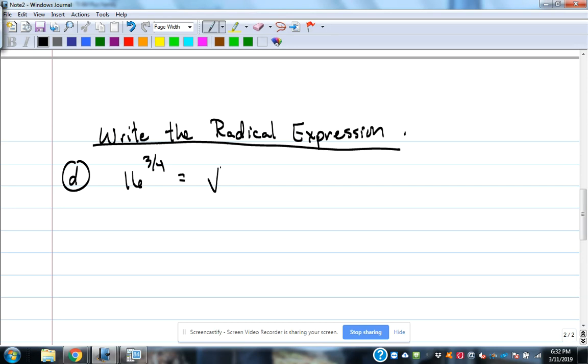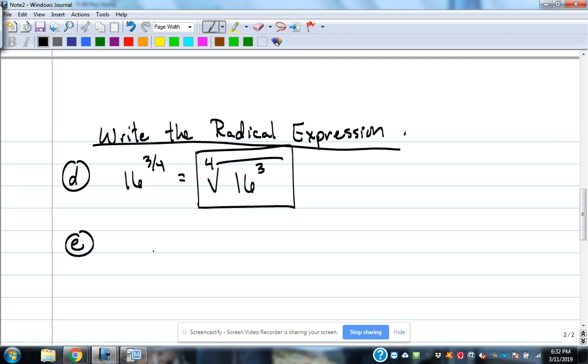So I know it's going to have a radical symbol. What's the index for this problem? 4. Where's that coming from? The bottom part of the fraction. What's on the inside? 16 to the 3rd power. So we've rewritten that in a radical expression. That's what I want you to do right here. I know we can do some work to simplify that, maybe, but we don't have to. All I'm after is rewriting it as a radical expression.